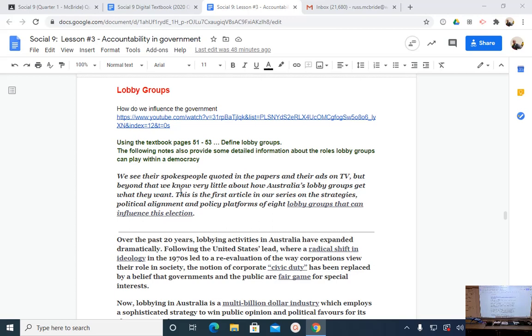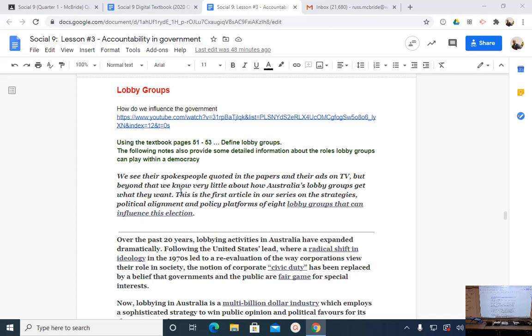If your lobby group is Amnesty International, maybe you're pressuring the government of Canada to do more globally to free political prisoners. If your lobby group is Greenpeace, then you're going to be pressuring the government to consider climate change and the impact our economic activities have on the earth.